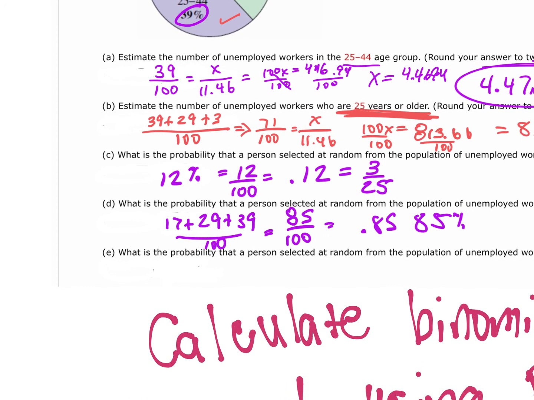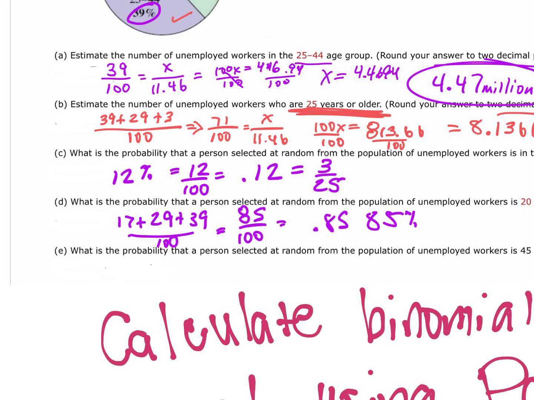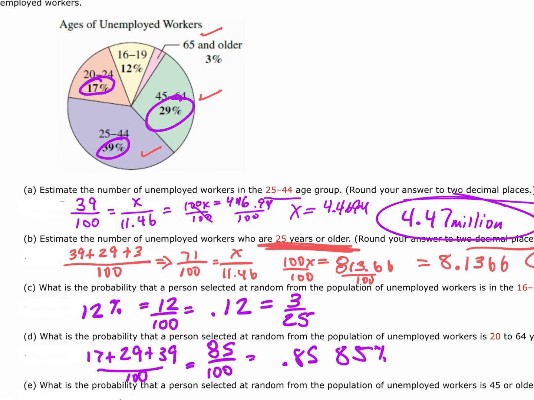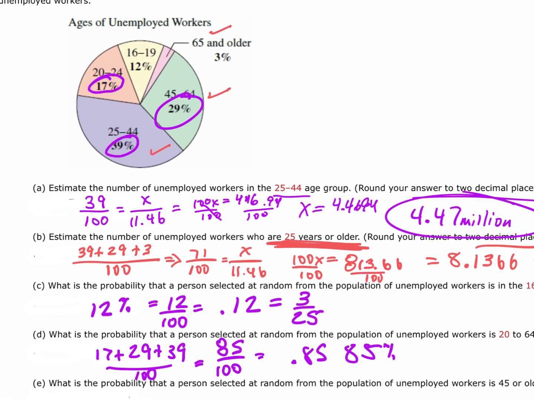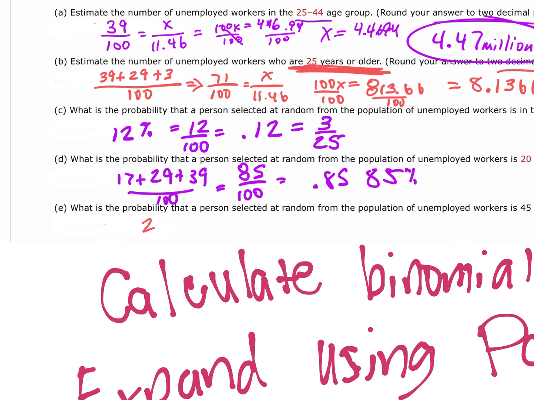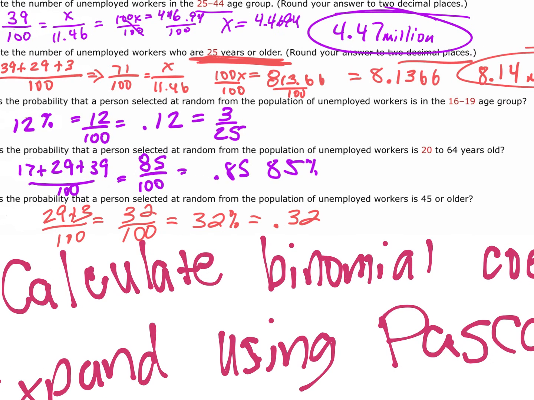Okay, so here we're looking about the probability that the person is 45 or older. So that's going to be our 29% and our 3%. So we're going to have 29 plus 3 over 100, which gives us 32 out of 100, which as a percentage is 32%, which as a decimal is 0.32. And a simplified fraction, if I divide the numerator and the denominator by 4, I get 8 over 25.